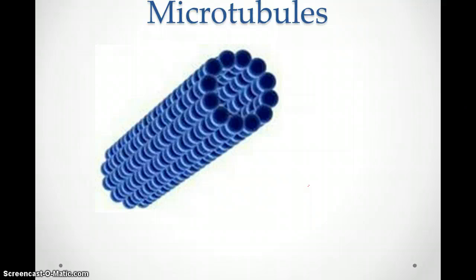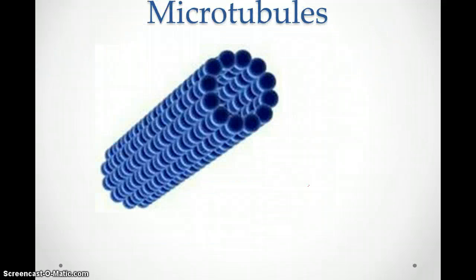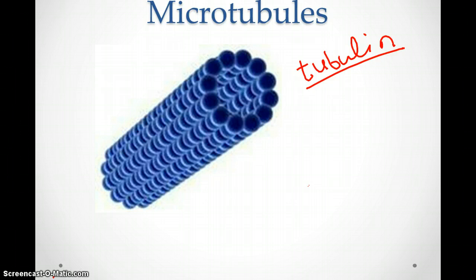Then we have the microtubules. These are found in the cytoplasm, and so are microfilaments. Microtubules are made of a protein known as tubulin. And this is very easy to remember because microtubules are tubes. They're hollow tubes, as we can see right here.